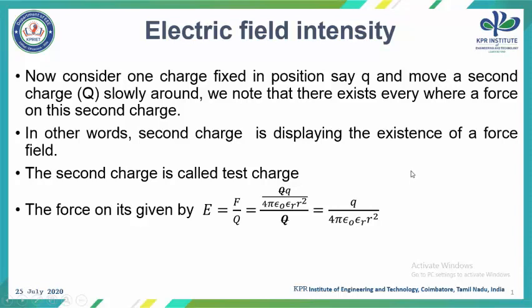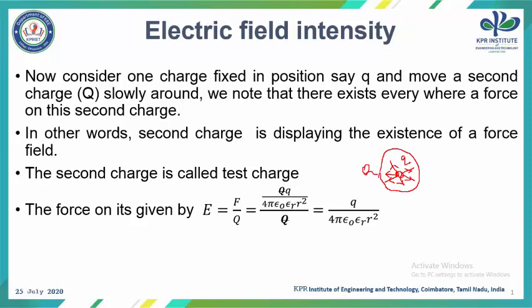Now we are going to discuss electric field intensity. Consider one charge fixed in a position, say Q1, with a small value q. The flux will be emitting in all directions like this. Now move a second charge, capital Q, slowly around this charge.